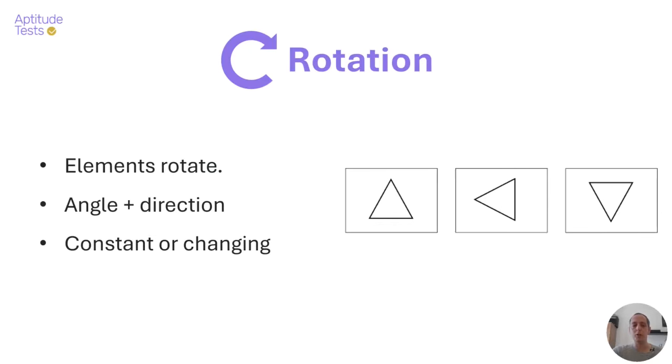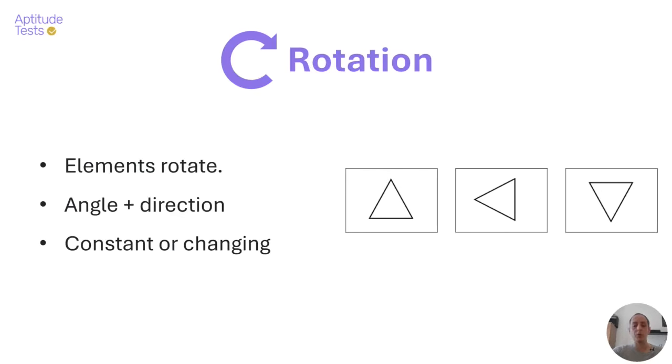The first is rotation. As we can see here, the triangle rotates 90 degrees counterclockwise with each step. This pattern is going to be characterized by an angle and a direction. Okay, so angle it can be any number, 45 degrees, 90 degrees, 180 degrees, and direction is most commonly either clockwise or counterclockwise, and the rotation can be either constant or changing.